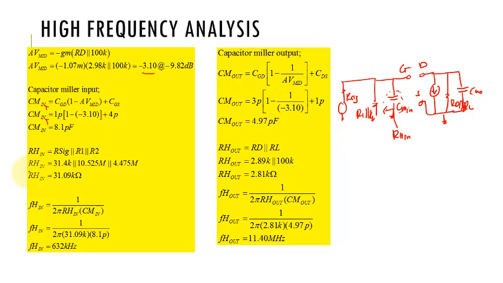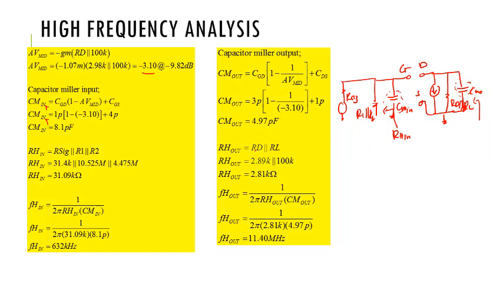So this one is the total resistance at the input, and then we determine the value of frequency, and we get around 632. The same thing we apply at the output. So this one we apply the Miller output capacitor, and we get around 4.97 picofarad.